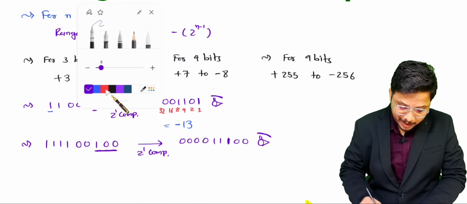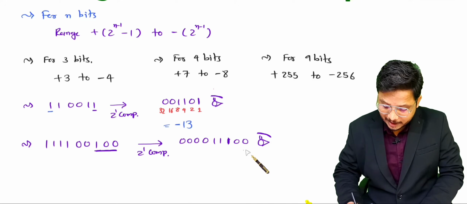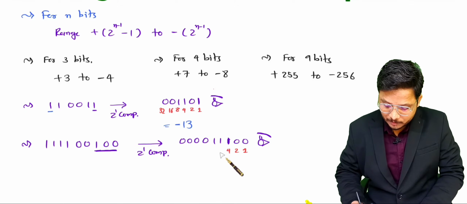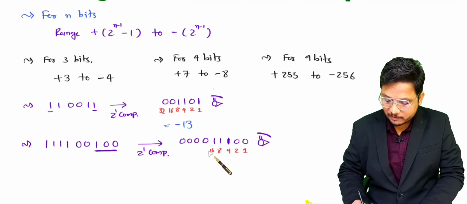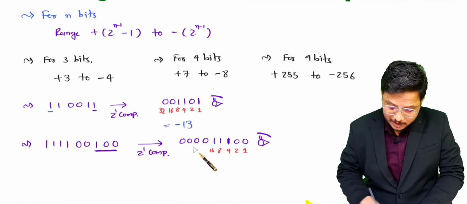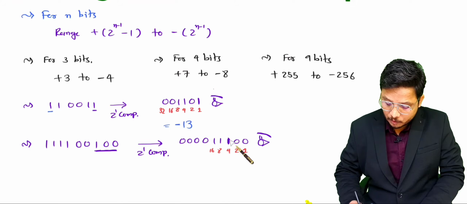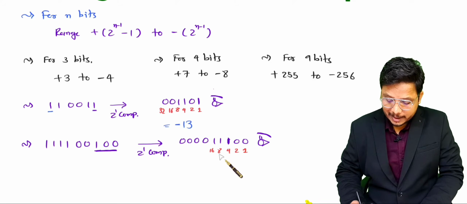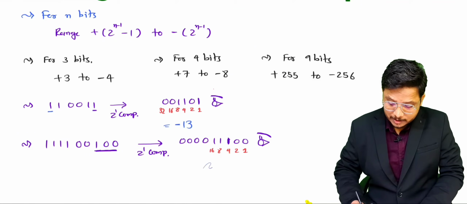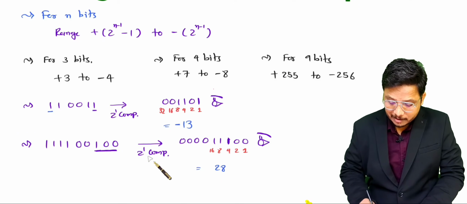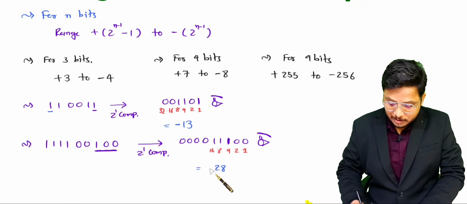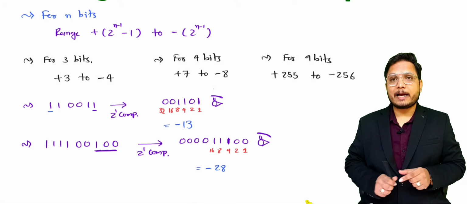Now to identify the magnitude, what is the basic trick? First you will have to write 1, then 2, then 4, then 8, then 16, and then zeros are there, so I don't need to write further. So what is the value of these numbers? You see 4 plus 8 plus 16, so that is 28, right? So here, my dear students, magnitude is 28, but that is coming after a 2's complement, means here as per this first one, this is minus 28, right?